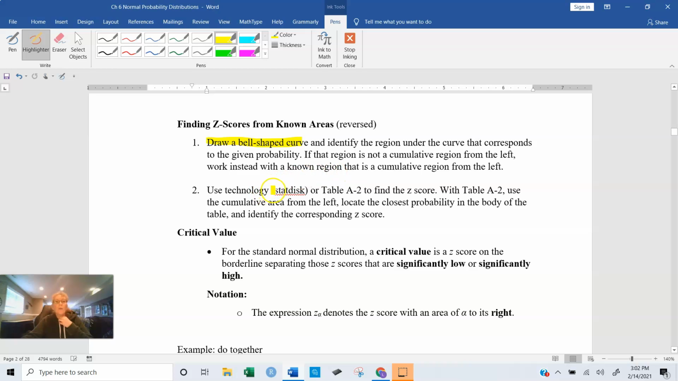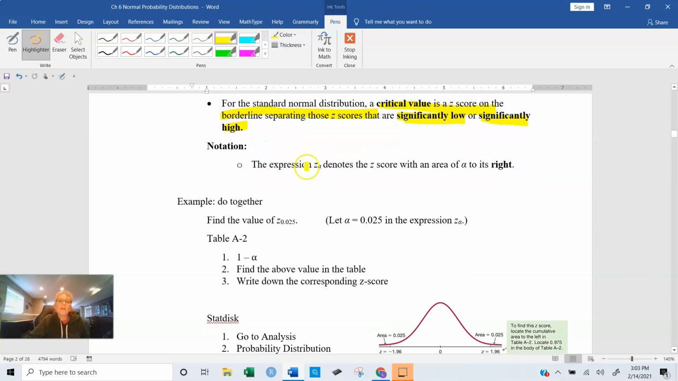We're going to use technology. We're going to use StatDisk. You can use a TI-84 if you're at home to find the z-score and identify what we're looking for. Critical values. A critical value is a z-score on the borderline, all right, separating z-scores that are significantly low or significantly high. Remember, those are 2 or more standard deviations from the mean. Another notation, whenever you see z sub alpha, this is telling you that it is the area to the right. It is not the area to the left, so be careful. Alpha is to the right, not left.